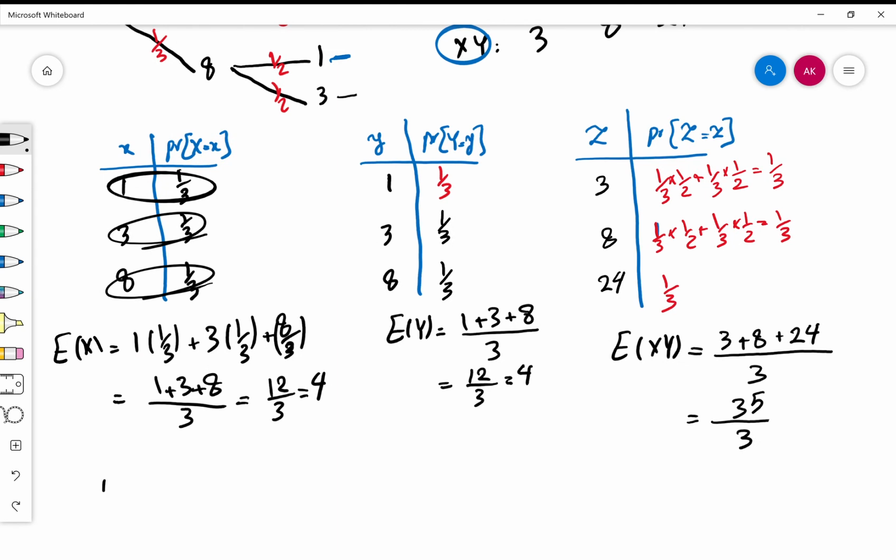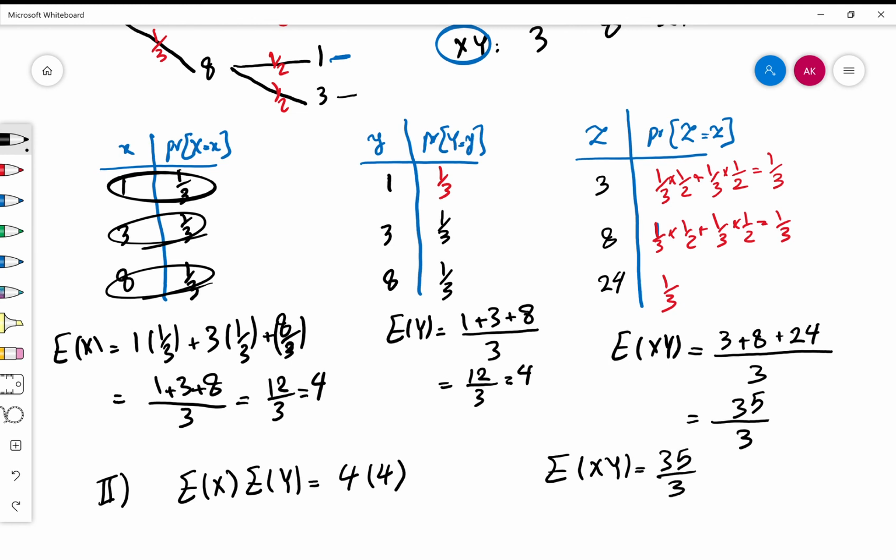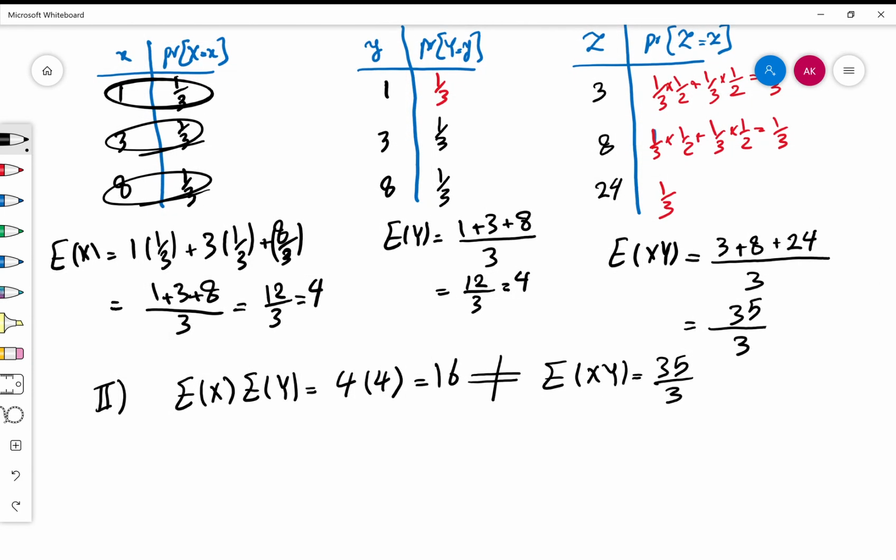Now, check, this is part 2. E[X] times E[Y] is 4 times 4, which is 16. However, E of XY is 35 over 3, and 35 over 3 obviously is not equal to 16. What can I take from this inequality? I can say definitely that X and Y are not independent random variables.